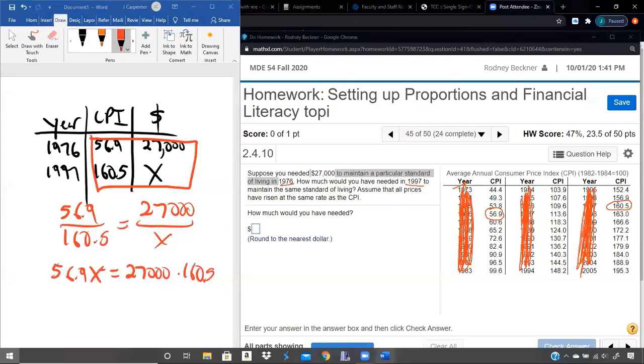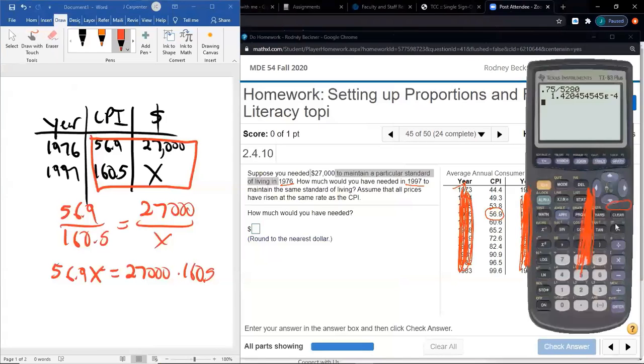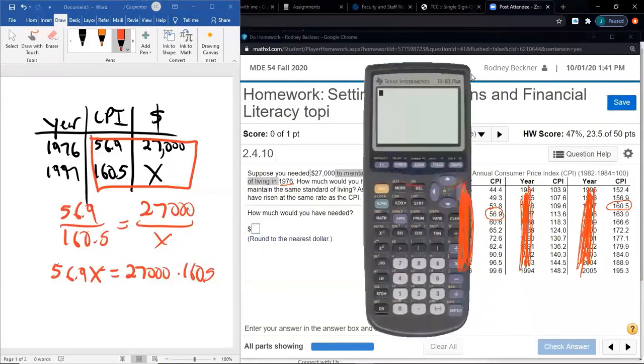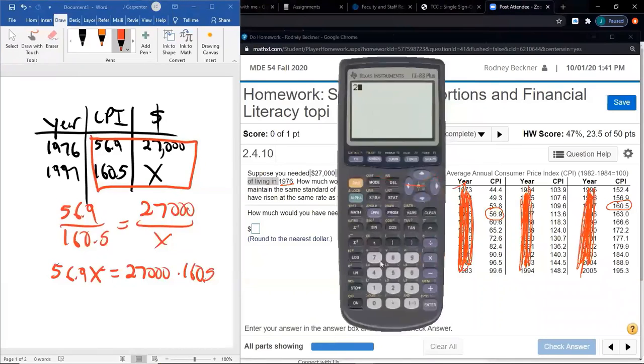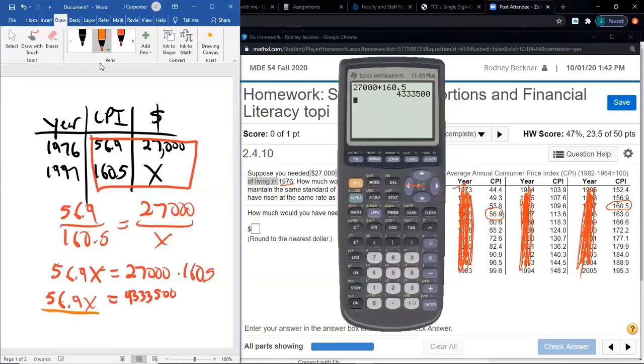Definitely going to want a calculator for that. Just move this so we can see what I'm typing in. 27000 times 160.5. And we see that we get 433. How many threes did I say? I think I said 2. Let me start over. 4333500. That's 4,333,500. And that's equal to the 56.9x. So we're going to divide both sides by 56.9.